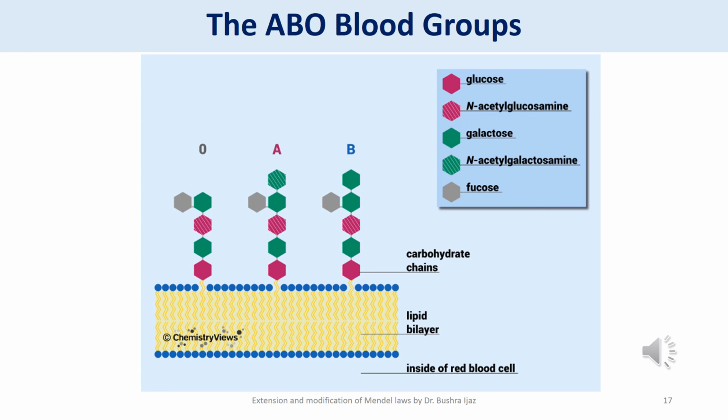Finally, the persons who are of type O blood group, and therefore the allele is small i, cannot add either terminal sugar, which are added by the A and B alleles, and these persons have only the H substance protruding from the surface of the red blood cell.